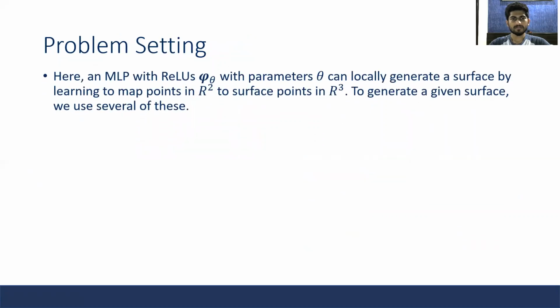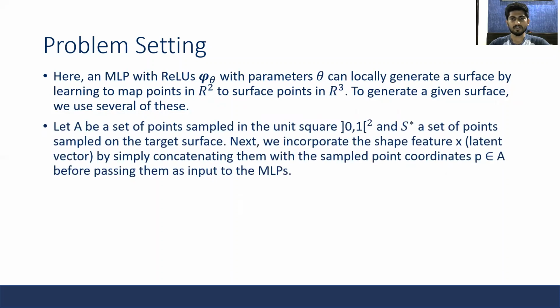Talking about the problem setting, the multi-layer perceptrons with rectified linear units are used as the functions which map the points from a 2D space to a 3D space. And generally a variety of these multi-layer perceptrons are used to generate different patches to better cover the surface.